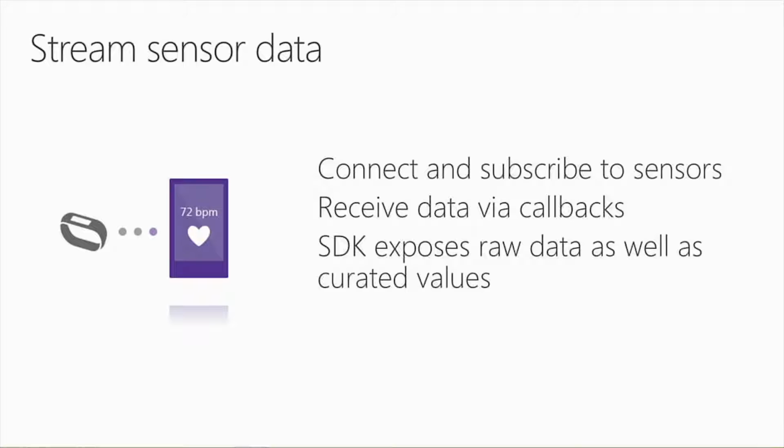Once you subscribe to this stream, the Microsoft Band SDK will then invoke callbacks into your code every time there's new data available from that stream. Every time new data comes in, you can make decisions based on that data. Some of this data is going to be very raw data. Some of this data is curated by the Microsoft Band, and it gives you not the raw values, but values that are more meaningful to you. Let's look at some of the sensor streams that we expose.